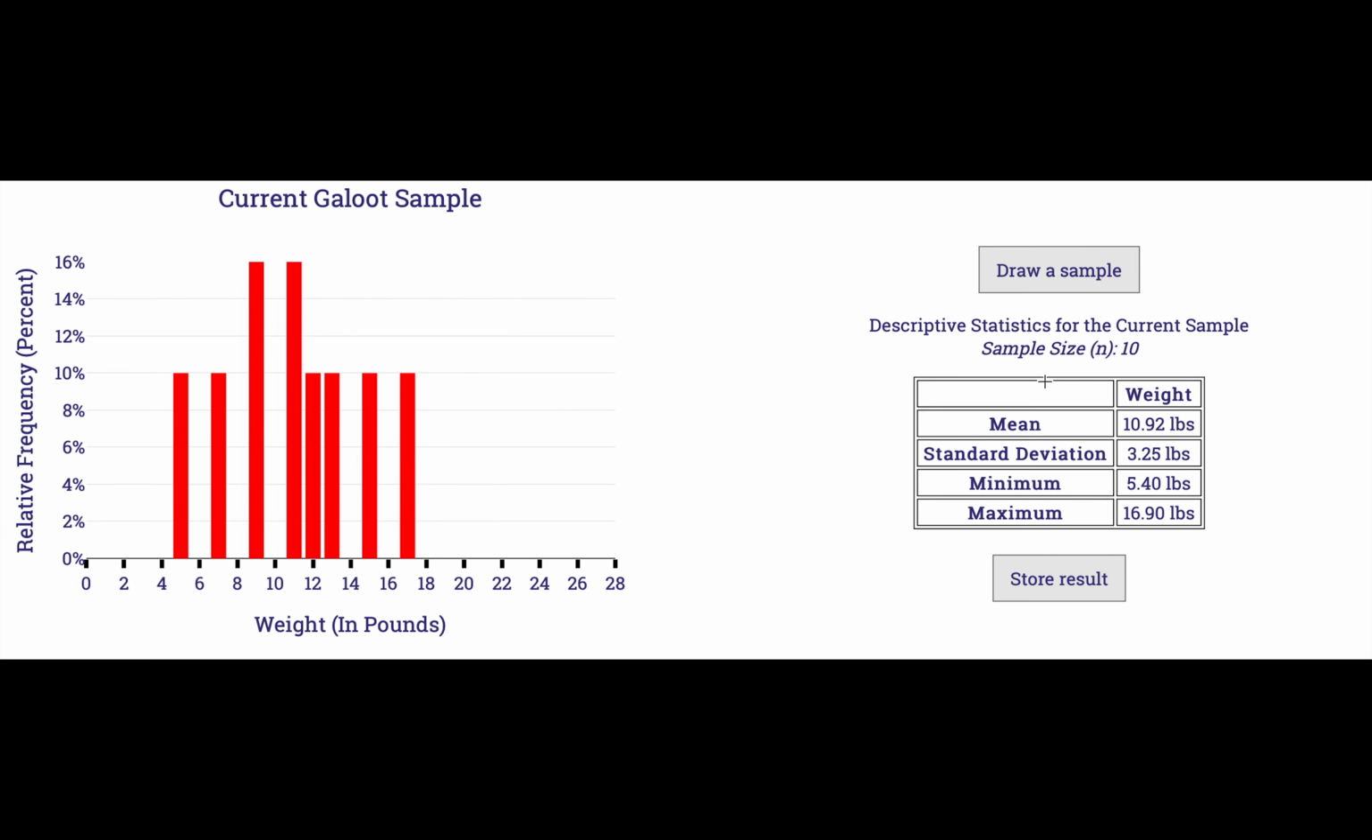So to start out with, my descriptive statistics include a sample size of 10, and the mean was 10.92 pounds, and the standard deviation was 3.25 pounds, with the largest weight being 17 pounds, and the lowest weight was 5 pounds, with a difference of 12 pounds.